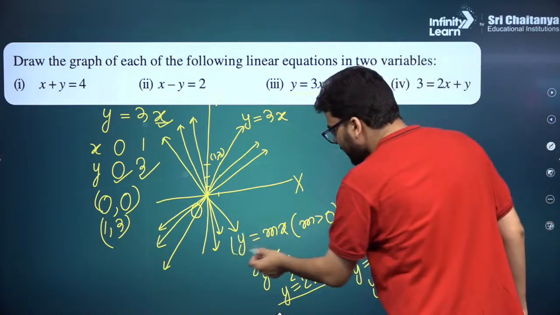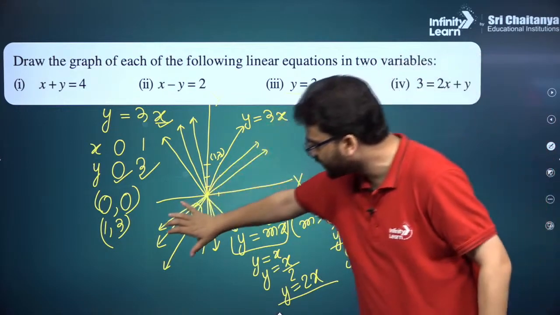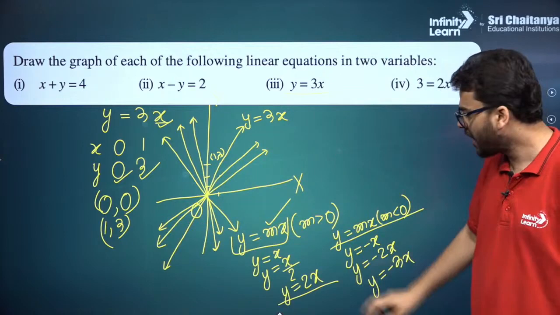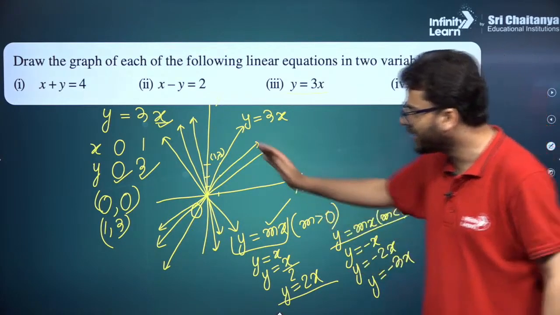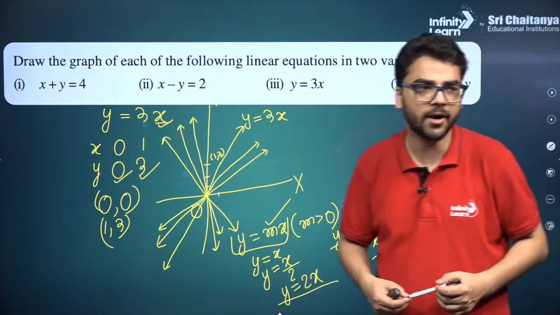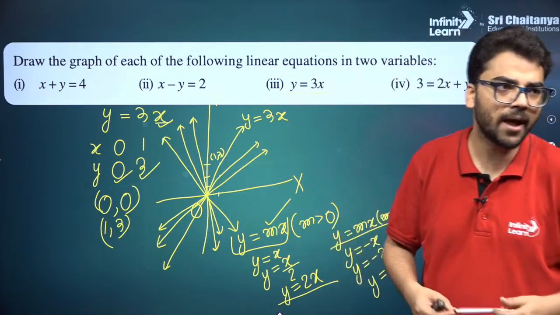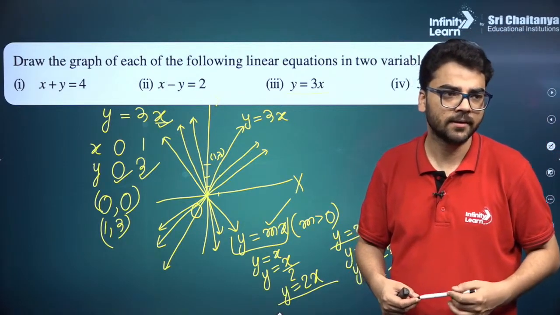y is equal to mx. When m is a positive number, its graph will lie in the first and the third quadrants every time. And when m is negative, in this case y is equal to mx, its graph will lie in the second and the fourth quadrants. I hope this is clear to everybody. Shubham, Arnab, Bimla, is it clear? Yogendra, any doubt in this?